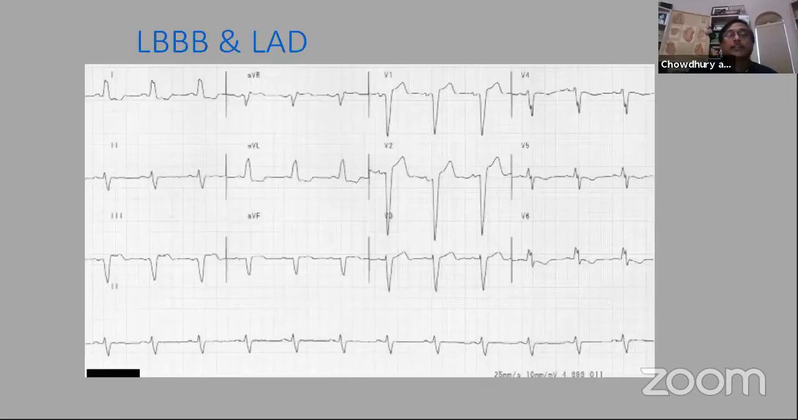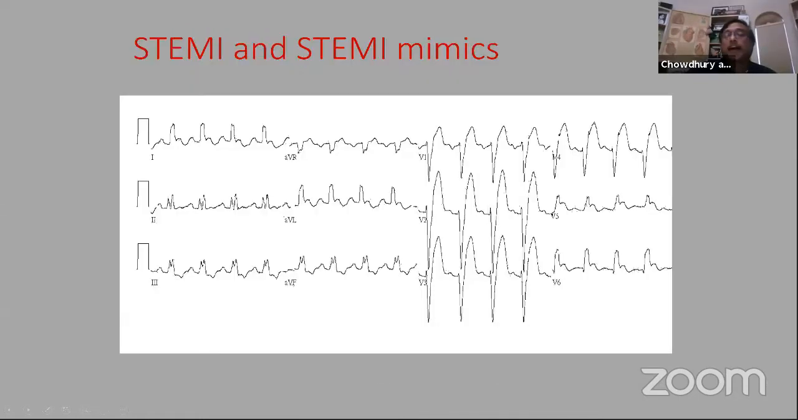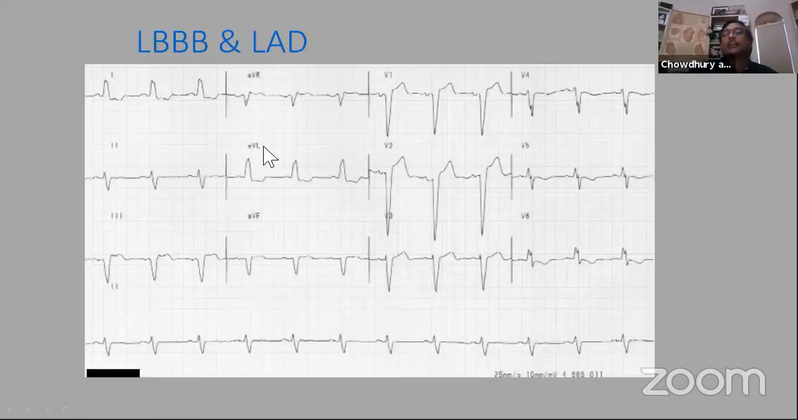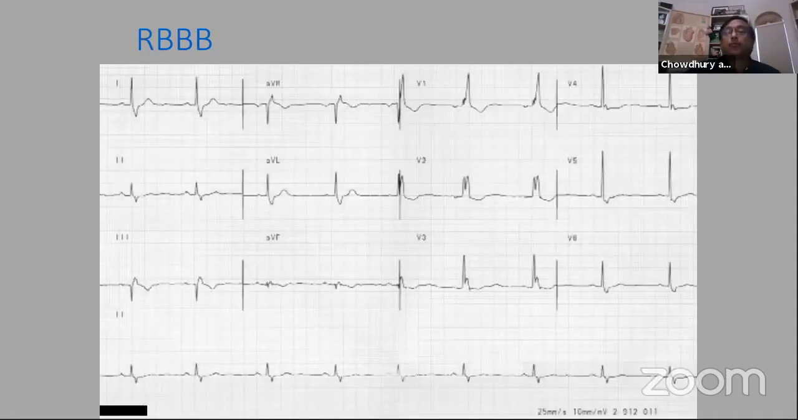And then this is left bundle, unlike the previous one, left bundle, but it does not have any criteria that can fulfill the Sgarbossa criteria. There is no ST elevation in any other lead, but the precordial leads, maybe 4, 3, but here it is really more than 5, and other leads have ST segment elevation, so it does, and the clinical picture. Always clinical. And now I'm going to show you a series of right bundle.